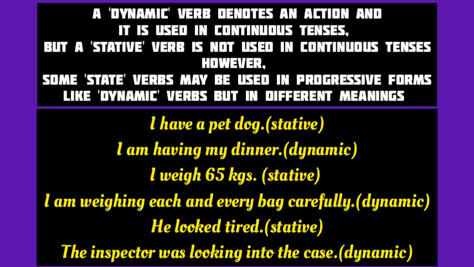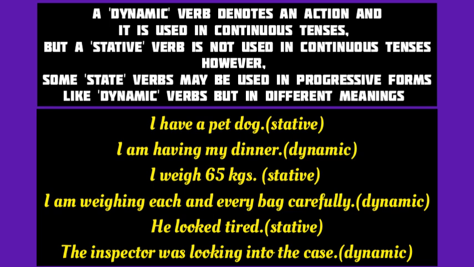I mean, when a state verb is used in a continuous tense, it becomes a dynamic verb because it conveys a different meaning. To put it simply, there are some verbs which can be used both as a state verb and as a dynamic verb. For example, in the sentence, I have a pet dog, the verb have means possess, so it's a stative verb. But in the sentence, I am having my dinner, having shows an action, it means eating, so it's a dynamic verb.